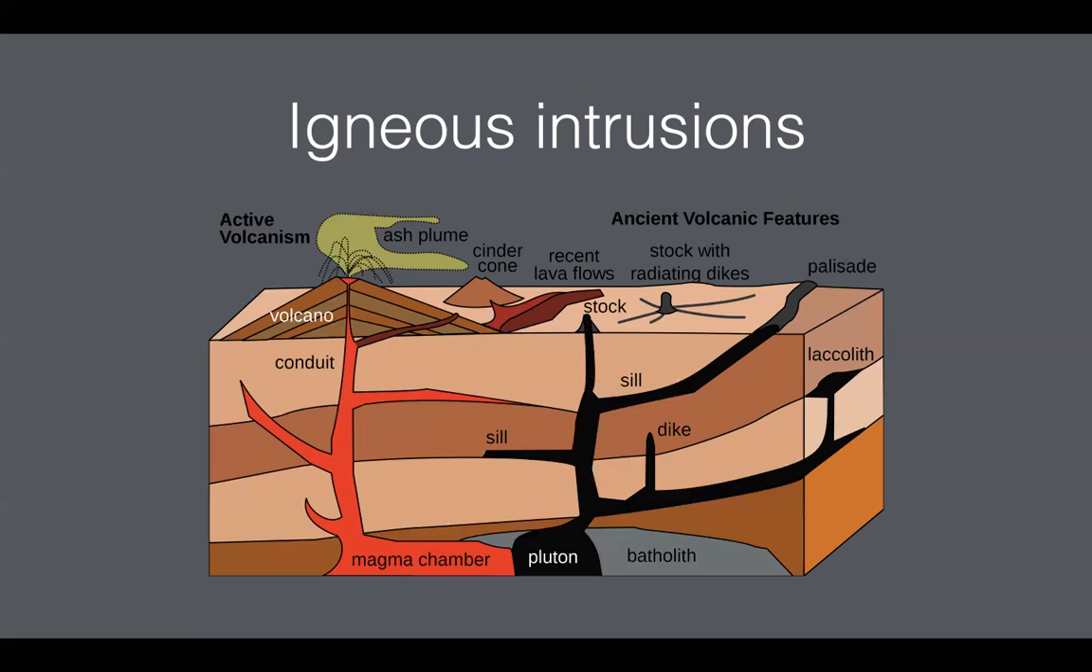So if I was walking in Hawaii and I came across the lava that I showed you in that photo of me standing on that lava flow, we would call that a flow because it made it to the surface. So that's how igneous intrusions work. And here's a video to help you understand.